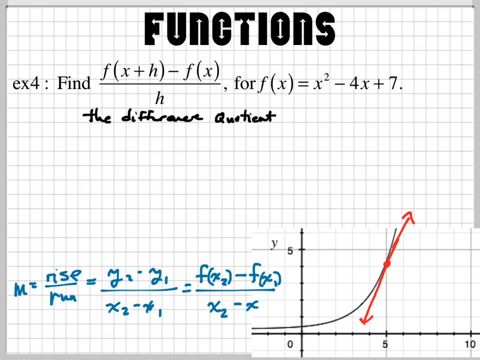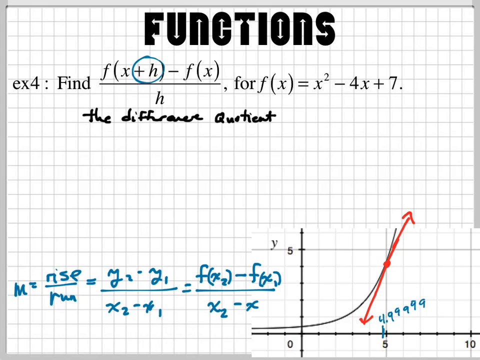What about 4.9? Yeah, that's really close. What about 4.999? That's even closer. What about 4.9999999? Okay, we can get really, really close. But how close should we get? I don't know. So this is what we do.